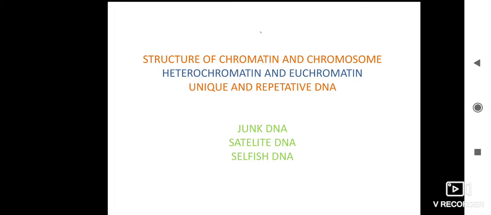Good morning all. Today I am going to discuss the topic structure of chromosome. It includes structure of chromatin, heterochromatin, euchromatin, unique and repetitive DNA, and some specialized DNAs: junk DNA, satellite DNA, and selfish DNA.